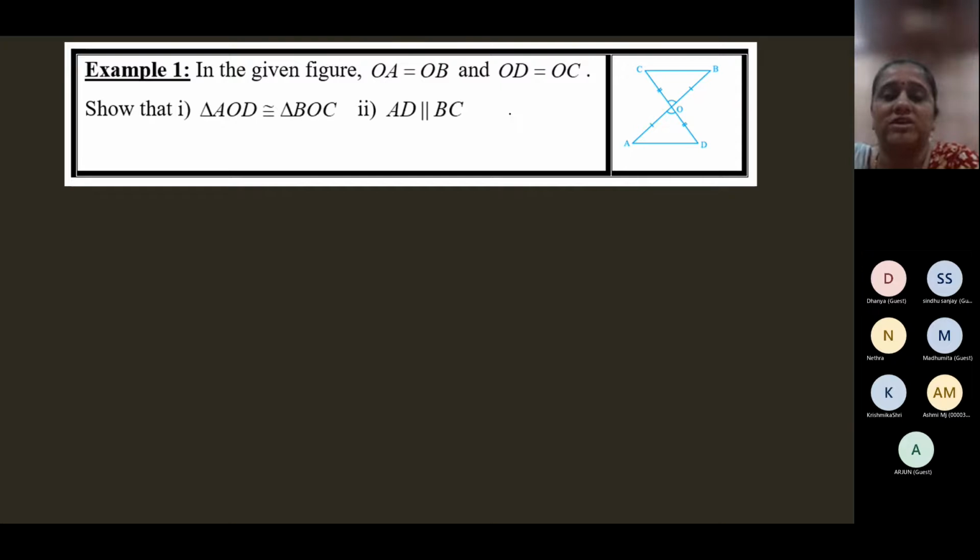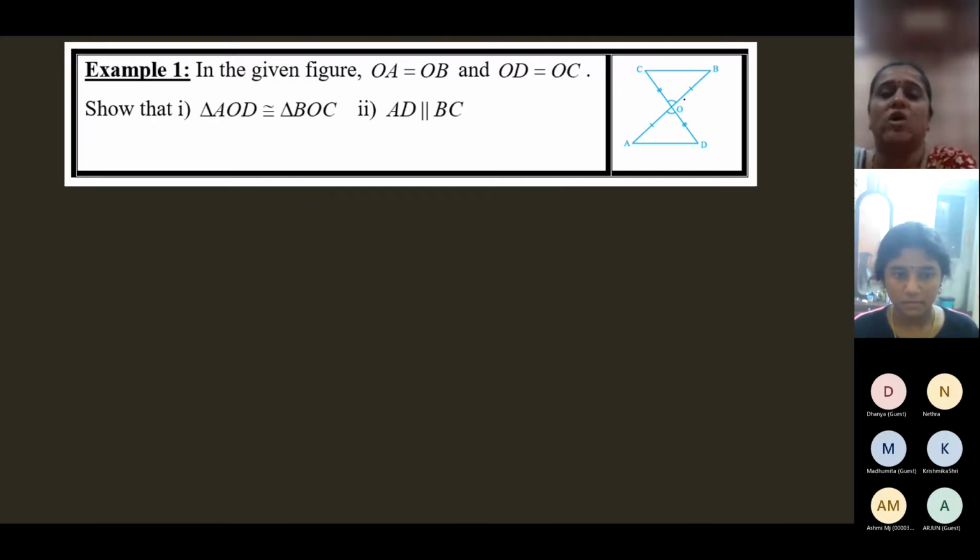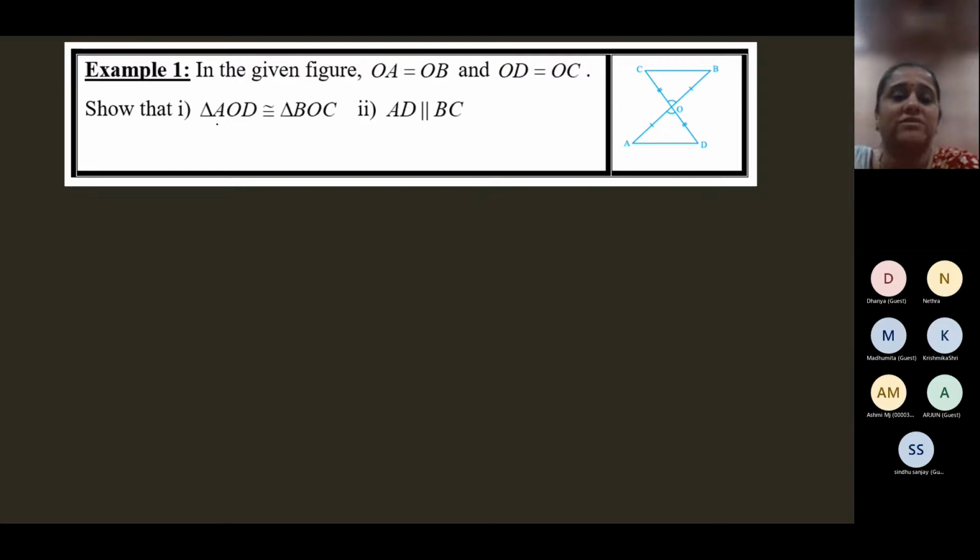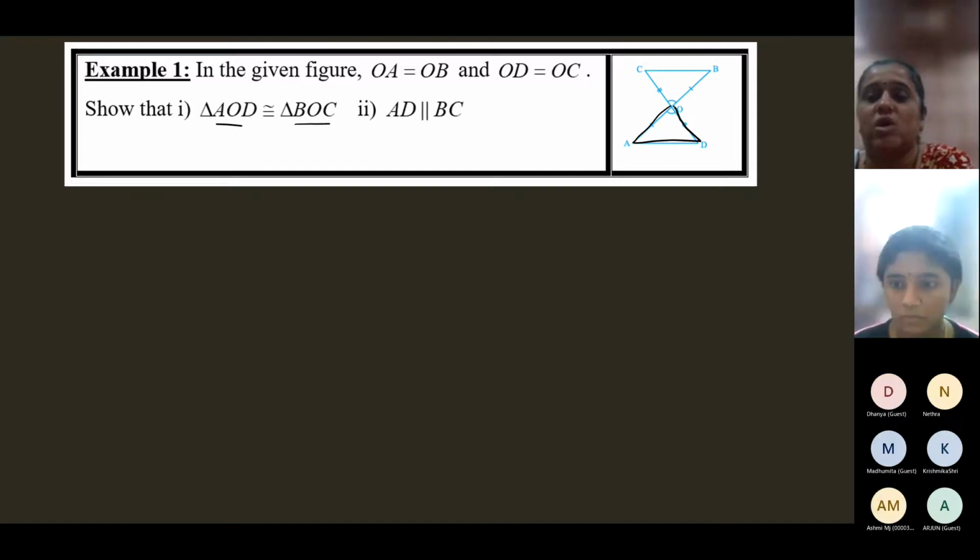So you'll have to show that these two triangles, AOD and BOC, are identical, and also show that AD is parallel to BC. Now, you know that when two lines intersect, vertically opposite angles are equal. Now take up the triangles AOD and BOC. This is the triangle AOD, because you'll have to show that they are congruent. This is BOC. I'll call this the first triangle, and I'll call this the second triangle.